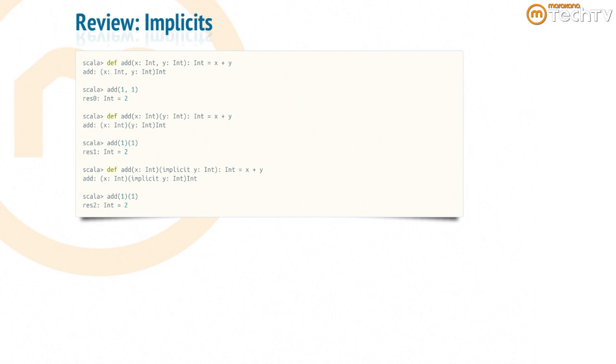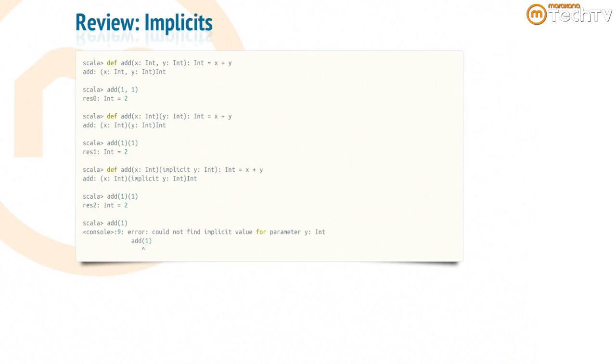But let's say that I want to actually use this implicit power to try to just add 1 and pull my second int value out of the ether. So let's try to do that. I'll try to just say add 1, and it says, oh no, I couldn't find an implicit value for parameter y. Well, that's because I don't actually have one. There is not an implicit int in scope. So let's introduce one. We can say implicit val1 of type int is equal to 1. And now I can just call add 1, and the compiler, or in this case the REPL, will provide that implicit value as the implicit parameter for that second parameter list.